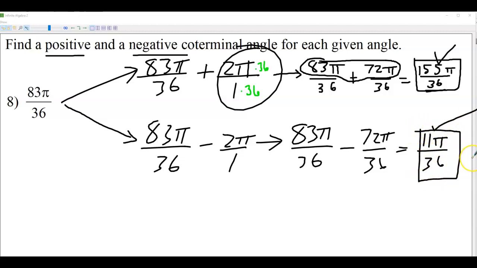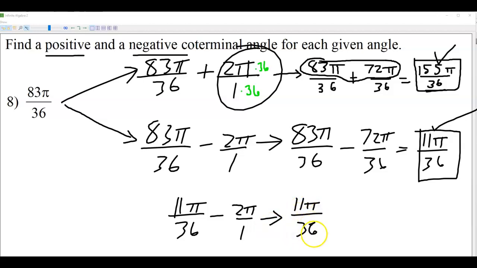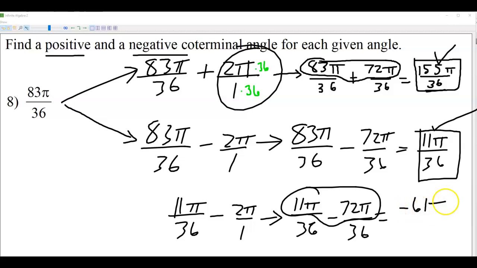So I actually have to do this again. Now I have to take 11 pi over 36, and I have to subtract 2 pi again. Now once again, if you get a common denominator, it's still going to be 72 pi over 36. So now let's do that. If I subtract these two, what's 11 minus 72? I believe that's going to be negative 61 pi over 36. So sometimes you'll have to subtract more than once.